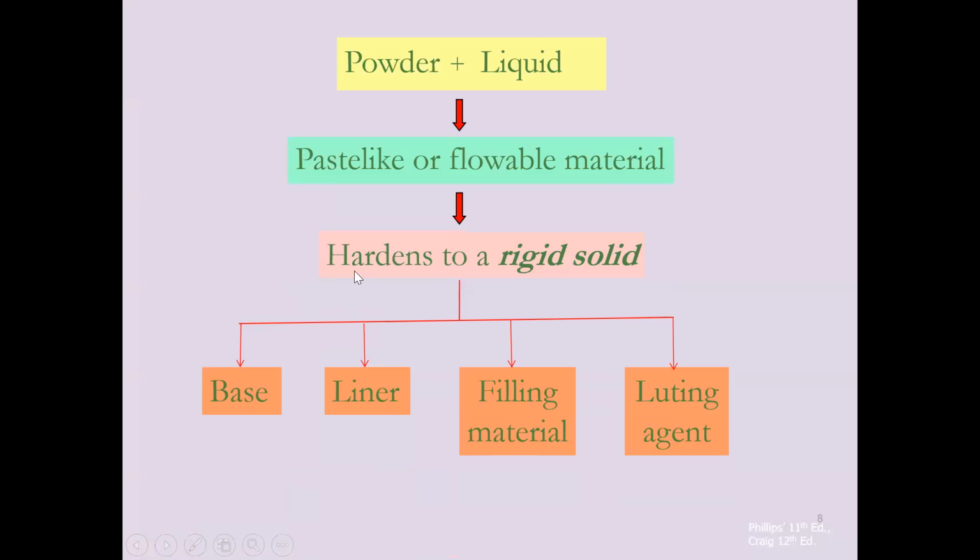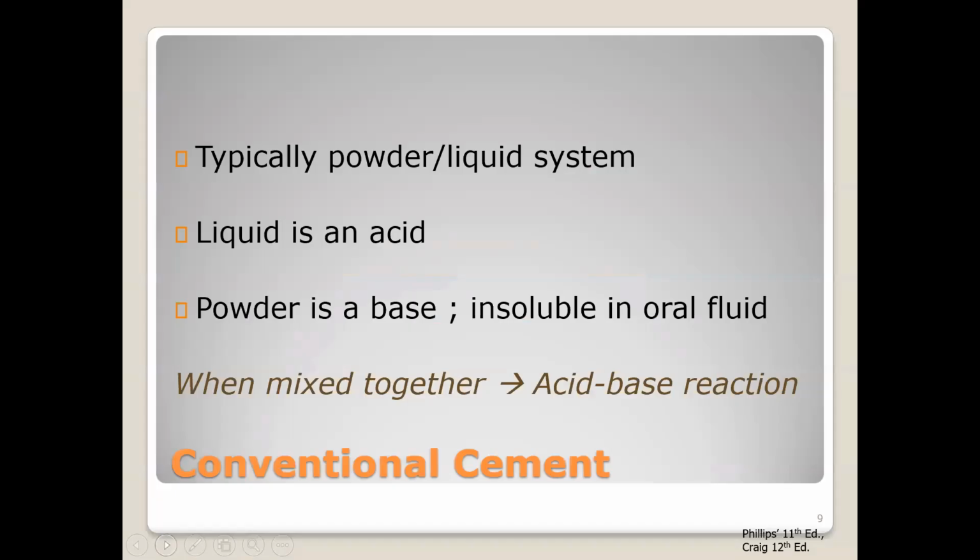So basically, this is what we have discussed. There's a powder component. The liquid component is usually the acid component, which has water also there, which is helping in ionization of the acid. Then the two mixed will initially be like a paste-like or a flowable consistency. Gradually, as the chemical reaction progresses, it will harden to a rigid solid, which can be used for different types of applications. So this is in general about the dental cement.